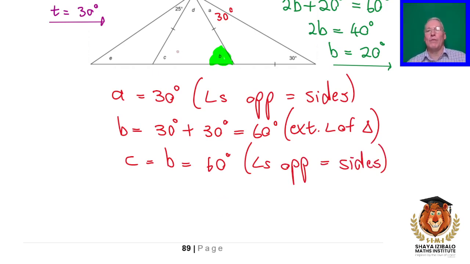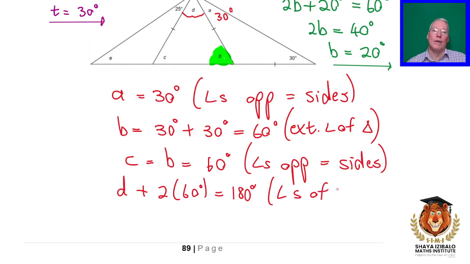Okay, so now we've got a 60 here and a 60 here. We can easily work out angle D. All right, if these are both 60, then D plus 2 lots of 60 degrees is 180 degrees. Angles of triangle. So if we take away this 120, two lots of 60, from both sides, we actually get that D is 60 degrees. Okay, so we've actually got 60 here.